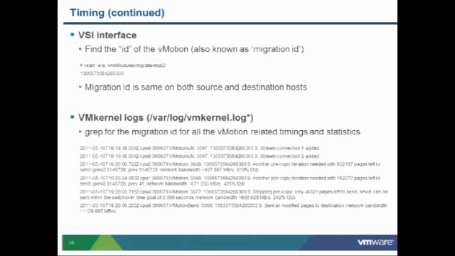So once you have this migration ID, all you need to do is refer to this migration ID in the VMkernel logs on both the source as well as the destination host. And then you'll see lots of valuable information, such as all the information about the different phases and the statistics and so on. For instance, in this particular example, we have about 3 phases. Okay, let's see, this is not working.